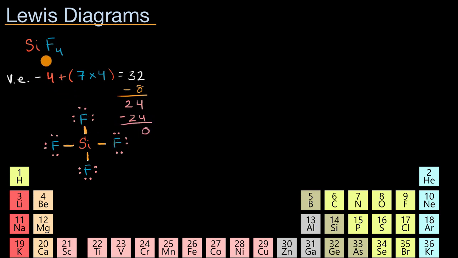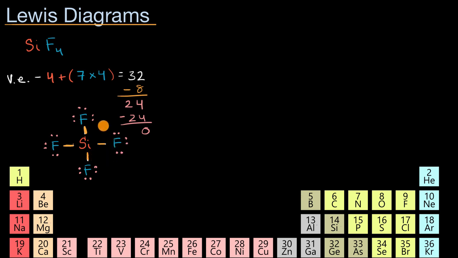We've now used up all of the valence electrons. Now, that's good because we want to account for all of the valence electrons. We want to represent them somehow in this Lewis diagram. The next thing to check for is how satisfied the various atoms are relative to the octet rule.